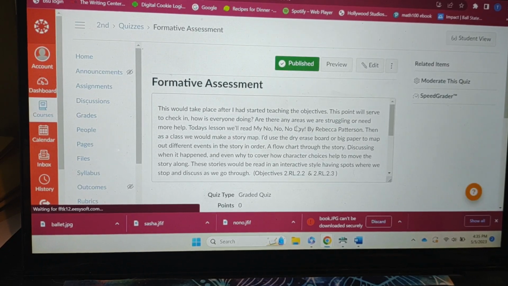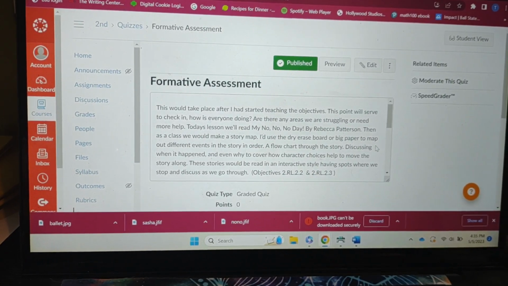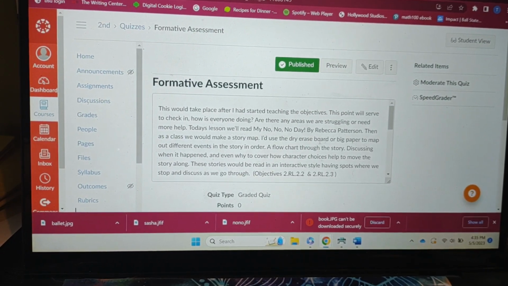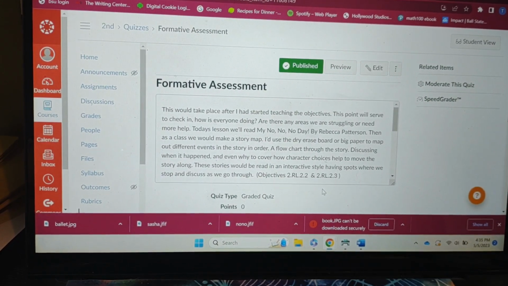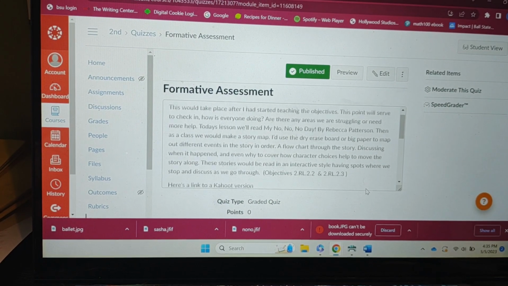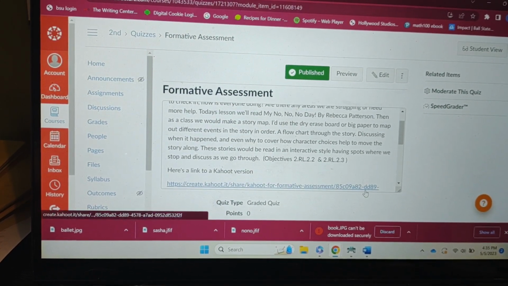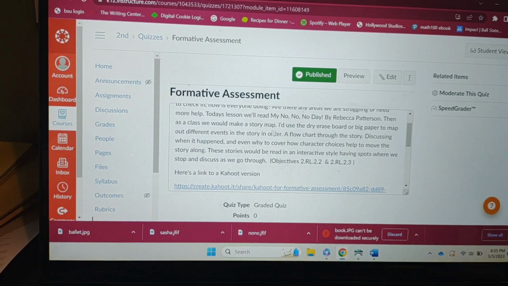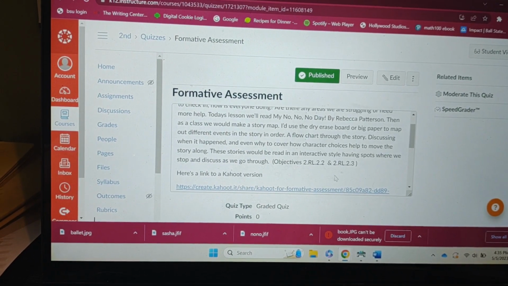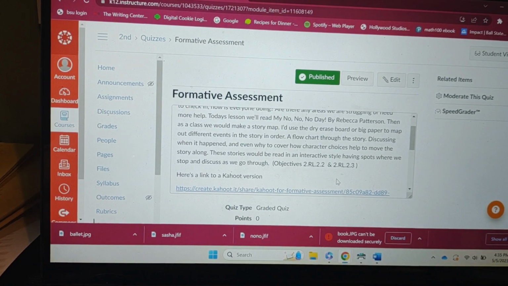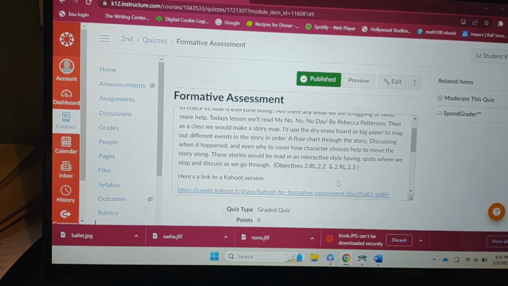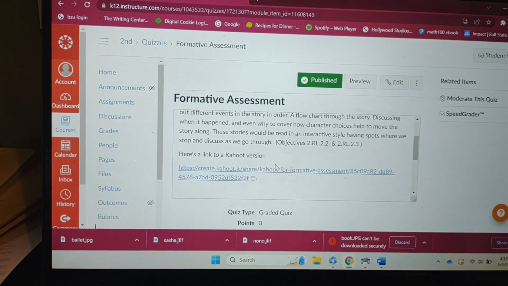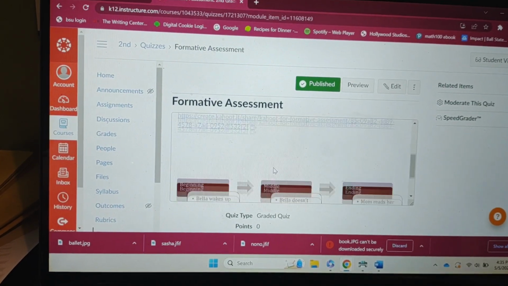And then here we have the formative assessment. This one I said would take place after I've started teaching the objectives. This point will serve as a check-in to see how everyone is doing. Are there any areas we're struggling or need more help? And in this lesson, I said that we would read the book My No No No Day. And this would give me a check-in. How are we doing? Are there any students that need additional help? Is there anything particular that everybody seems to not be understanding that we need to go over?